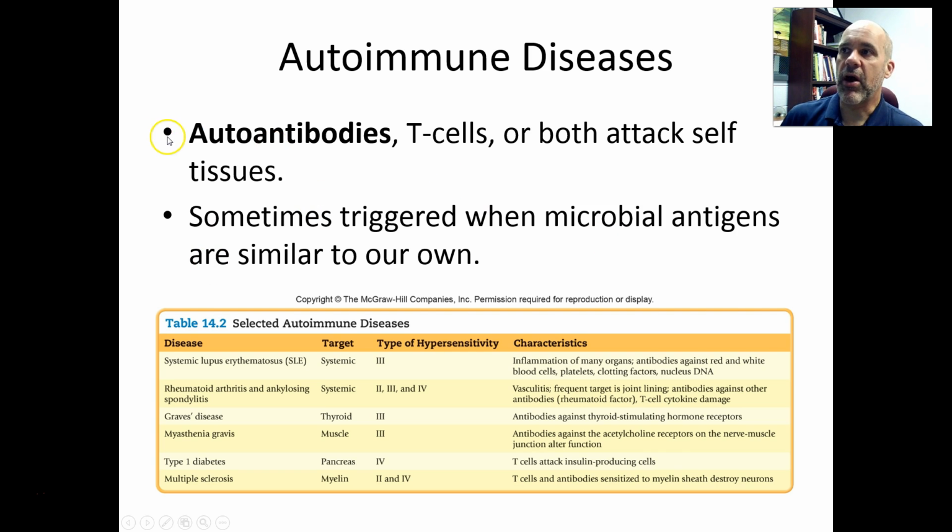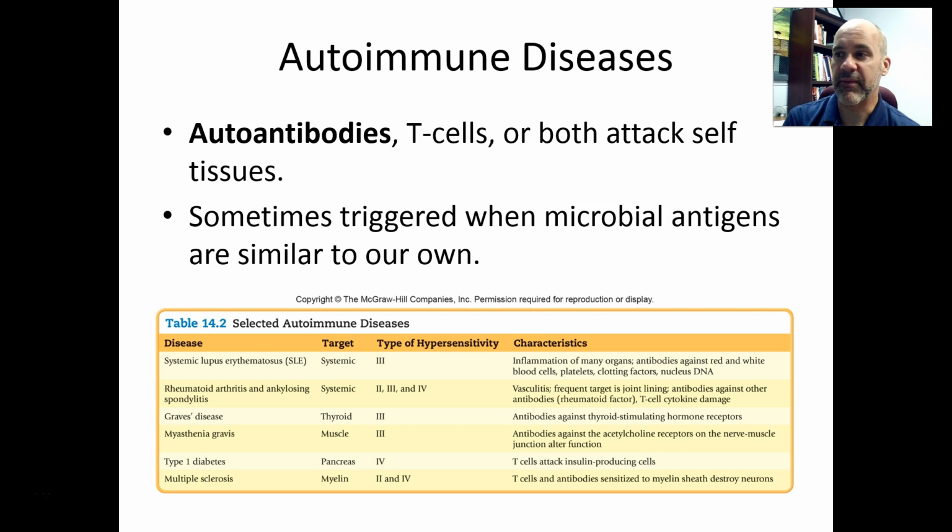So these can involve autoantibodies. Those are going to be antibodies that attach to your own self molecules or antigens, or T cells that react to your own antigens, or both can occur. But sometimes these are actually triggered because there are molecules on microbes that are really close in terms of their 3D shapes to human molecules.